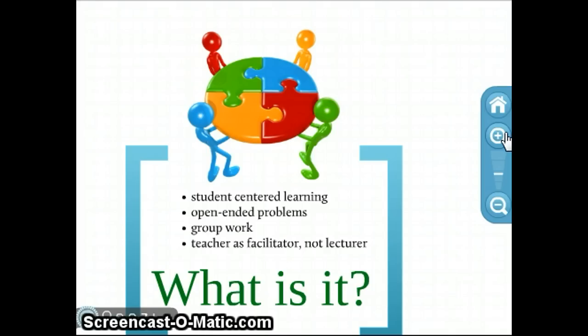In this sort of learning, teachers serve more as facilitators than lecturers. They're there to help the students learn, but not to directly impart the information.